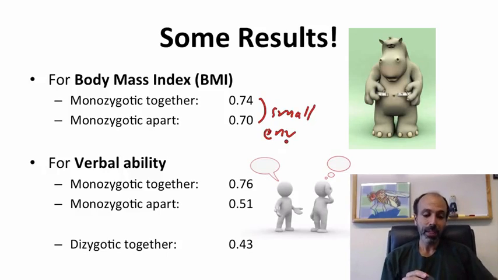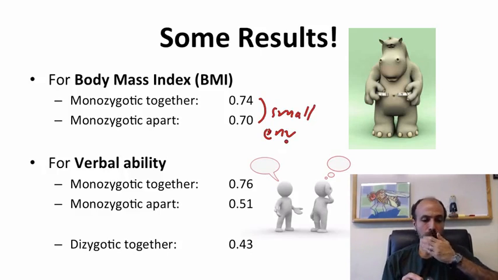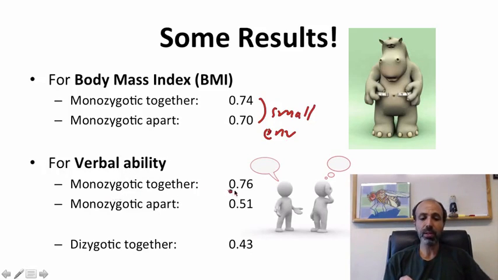In contrast, for verbal ability, monozygotic twins reared together had a correlation of 0.76, whereas monozygotic twins reared apart had 0.51. So it suggests a very strong environmental component to verbal ability.